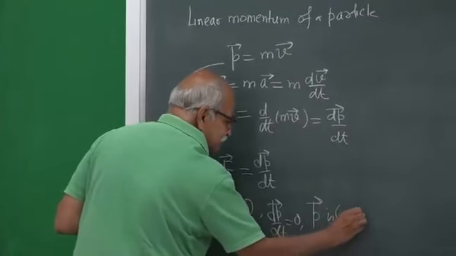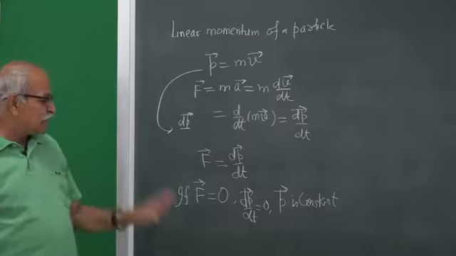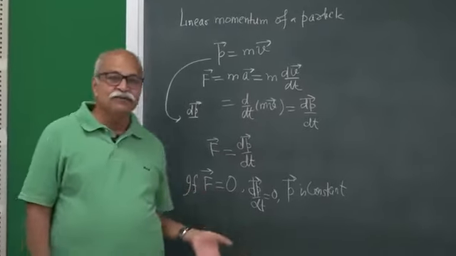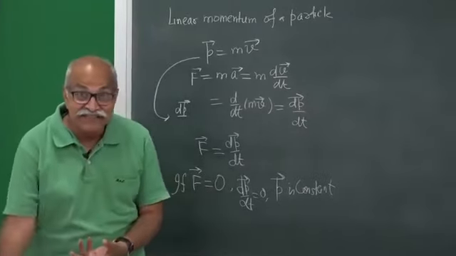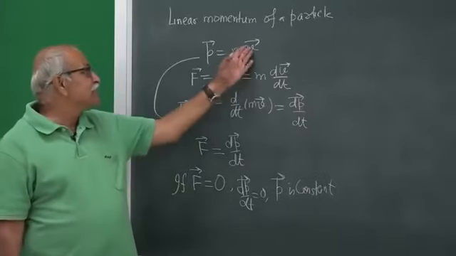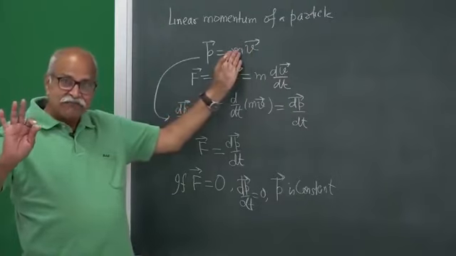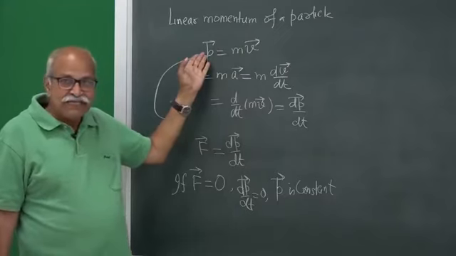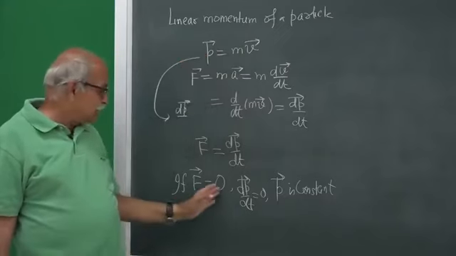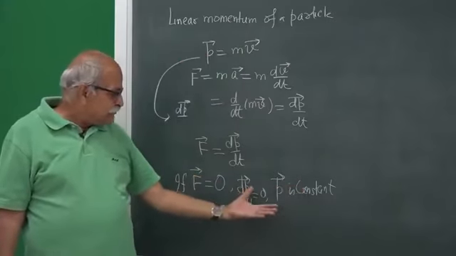Obvious, nothing to be derived mathematically. Obvious, if force is 0, there is no acceleration. If there is no acceleration, there is no change in velocity, and if there is no change in velocity and mass is anyway constant in Newtonian mechanics, we take the mass of the particle as constant, no change in P. So, P is constant.